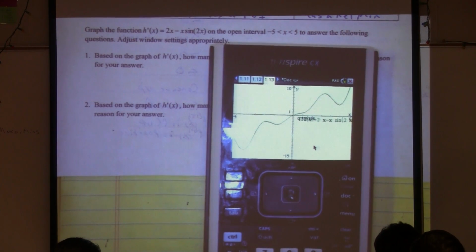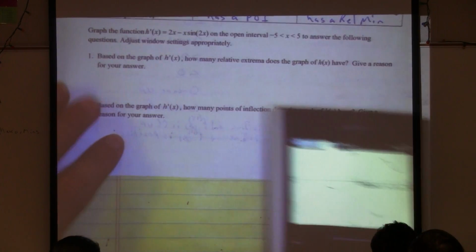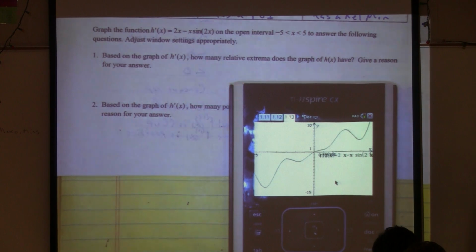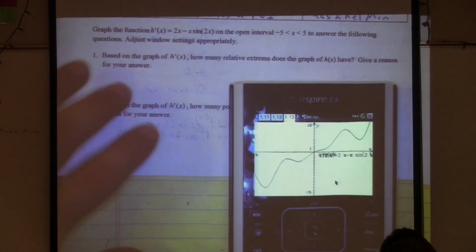Now let's look at the questions that I have to answer regarding it, okay? So what does it say here? Based on the graph of the first derivative, how many relative extrema does the graph of the original function have? Alright, so how do I know I have relative extrema on my original function? Where does that occur?